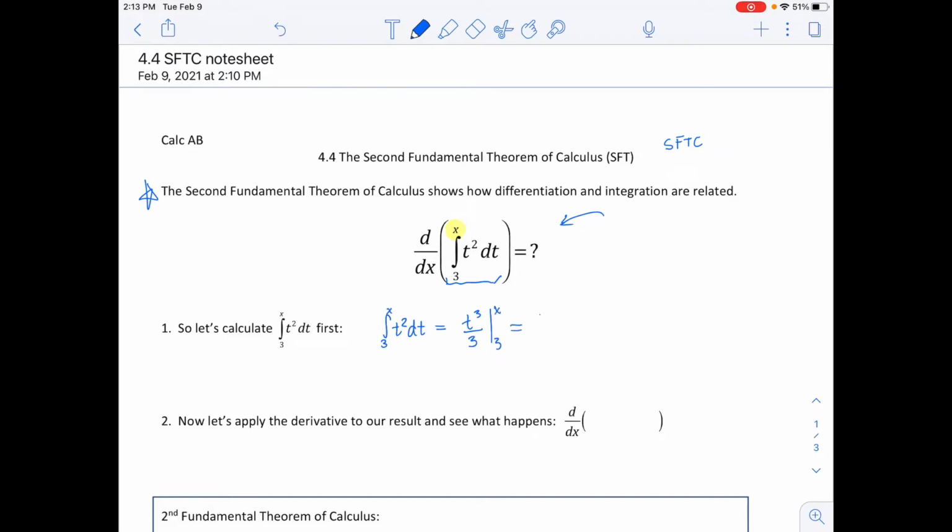Once I do that, I get x cubed over 3 minus 3 cubed over 3, and I feel compelled to write that as x cubed over 3 minus 9. So that's what's inside the parentheses. But then remember that there's this operator on the outside that says to take the derivative of that integral. So if the integral is worth x cubed over 3 minus 9, I'm now going to differentiate that and see what I come up with.